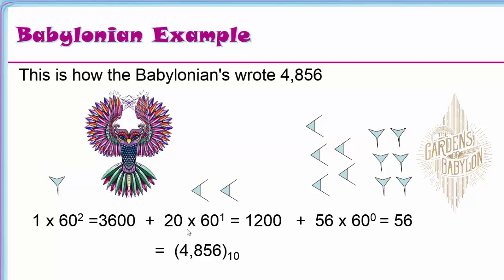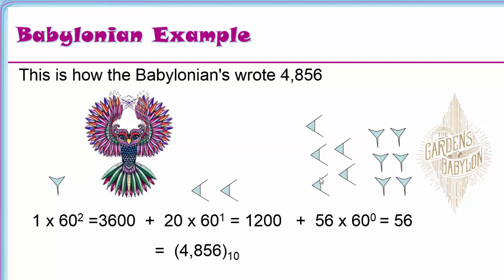Plus 20 times 60 to the first power is 1,200. So here's our 10, 20. We use two of them because 2 times 10 is 20, and that is now in the 60s place. Then we have 56 times 60 to the 0 power, but as we recall, anything to the 0 power is 1, so we just represent it by 56.